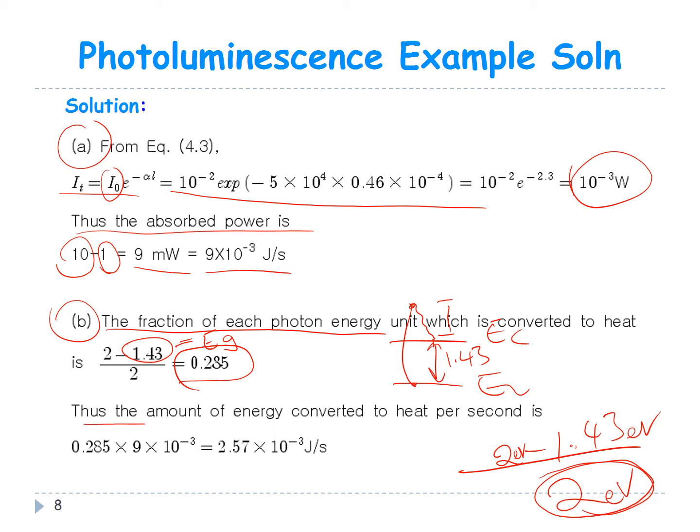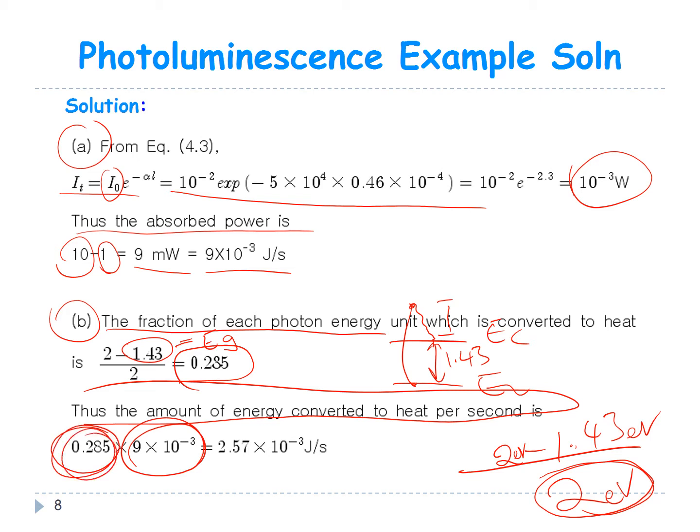Thus the amount of energy converted to heat per second is equal to the amount of energy that is absorbed times that fraction. So this is the total amount absorbed, but the part that is converted to heat is the fraction that we have calculated here, 0.285. So we simply multiply that and we get 2.57 times 10 to the power minus 3 joules per second.